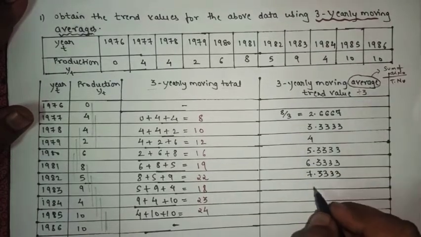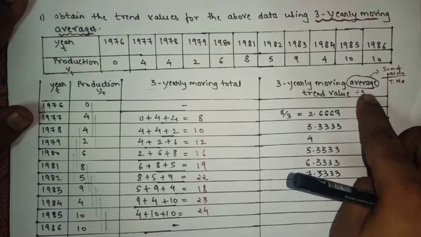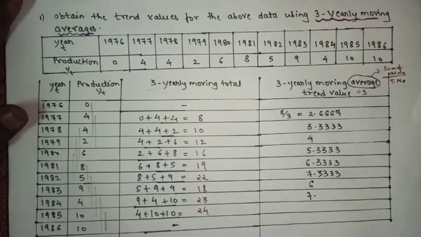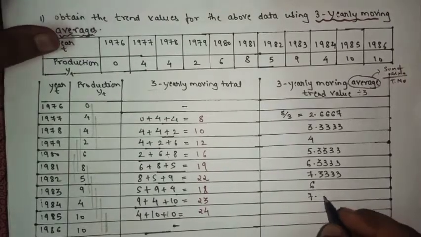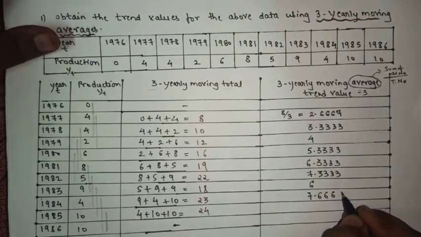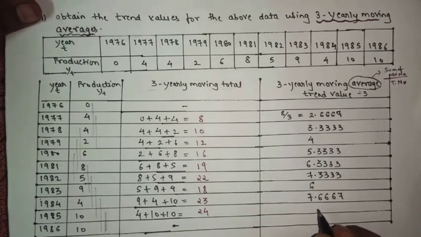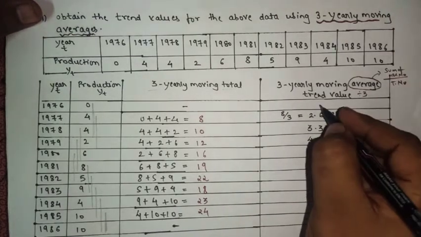18 divided by 3 is 6. 23 divided by 3: 3 sevens are 21, so we are left with 2, that means 20, and 3 sixes are 18, so this will be 7.6666. Here it will be 7.6667, because we have to take up to 4 decimal places. And the last one is 24 divided by 3, so you will get 8. So the last one will be blank, and even the first one will be blank.